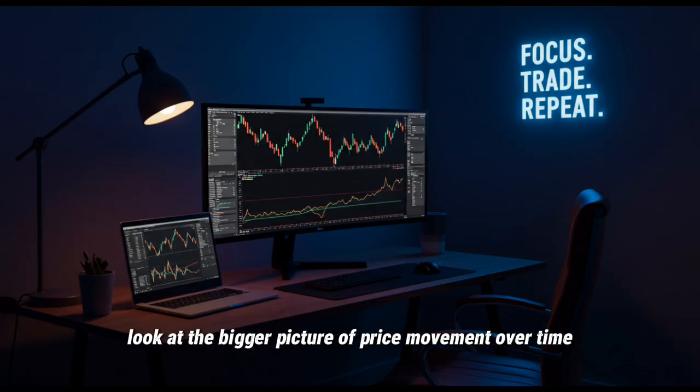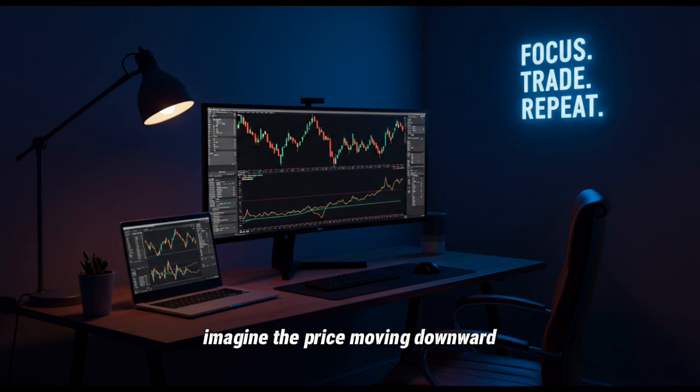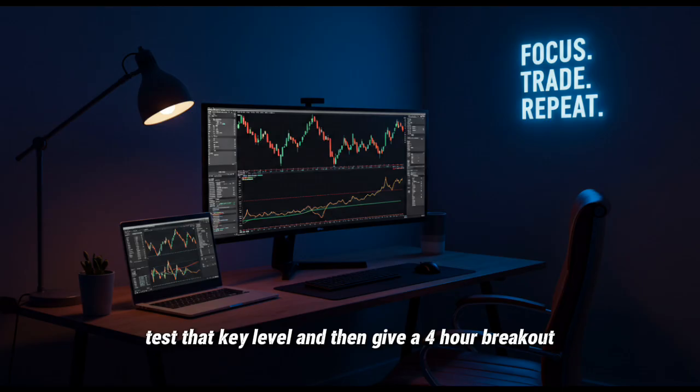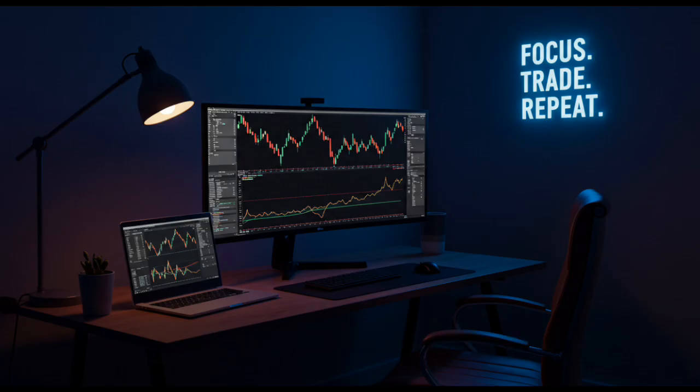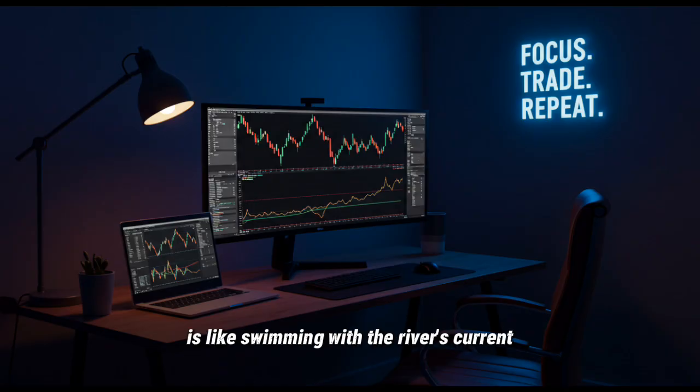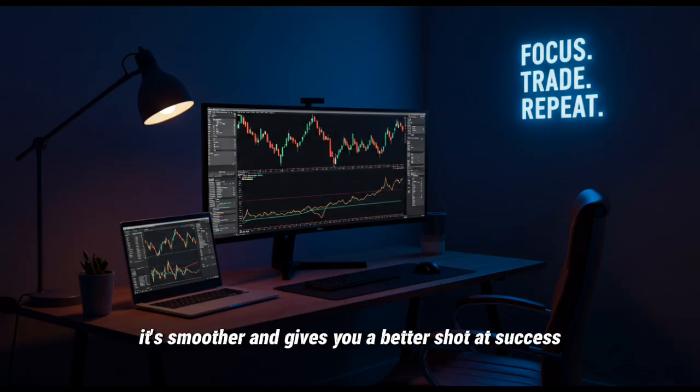Look at the bigger picture of price movement over time. Imagine the price moving downward and rejecting a daily or weekly level, say a strong support or resistance it's hit before. Then giving a breakout on the 4-hour time frame to indicate a change of direction. For example, if the price drops, tests that key level, and then gives a 4-hour breakout, it might signal the downtrend's flipping to an uptrend. The trick? Trade with the flow. Going with the trend is like swimming with the river's current. It's smoother and gives you a better shot at success.